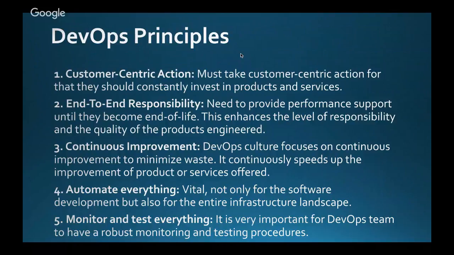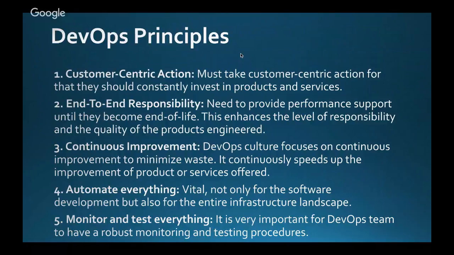Monitor and test everything. It is very important for a DevOps team to have robust monitoring and testing procedures. So as I already said, in order to have a proper kind of feedback, you have to have a proper kind of monitoring system. And when you have a proper monitoring system, along with monitoring, you have to verify all your findings. Means you have to have a proper testing system. With proper monitoring and testing system, only then can you develop a proper DevOps. If your monitoring and testing system is weak, your feedback system will be weak. And if your feedback system is weak, your whole DevOps model will crumble down. It is not going to work.